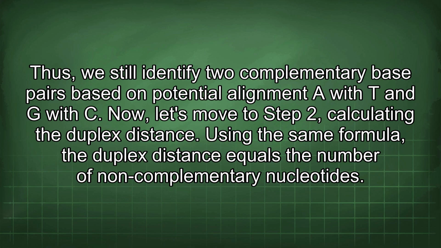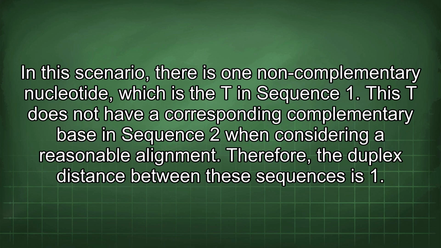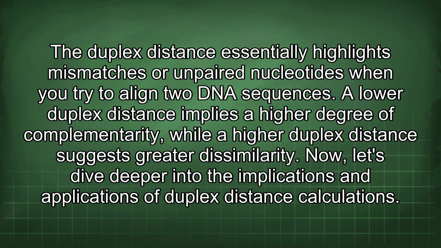Now, let's move to step 2, calculating the duplex distance. Using the same formula, the duplex distance equals the number of non-complementary nucleotides. In this scenario, there is one non-complementary nucleotide, which is the T in sequence 1. This T does not have a corresponding complementary base in sequence 2 when considering a reasonable alignment. Therefore, the duplex distance between these sequences is 1. The duplex distance essentially highlights mismatches or unpaired nucleotides when you try to align two DNA sequences. A lower duplex distance implies a higher degree of complementarity, while a higher duplex distance suggests greater dissimilarity.